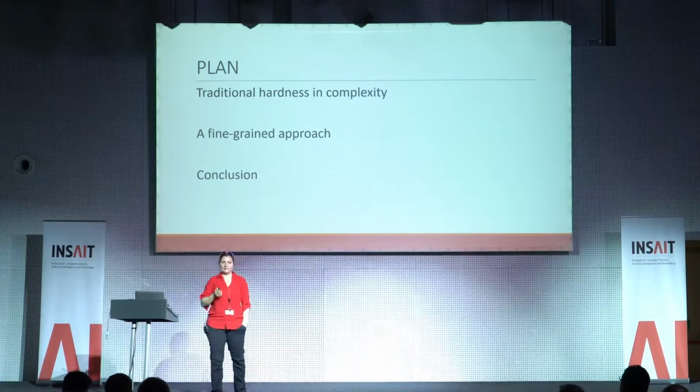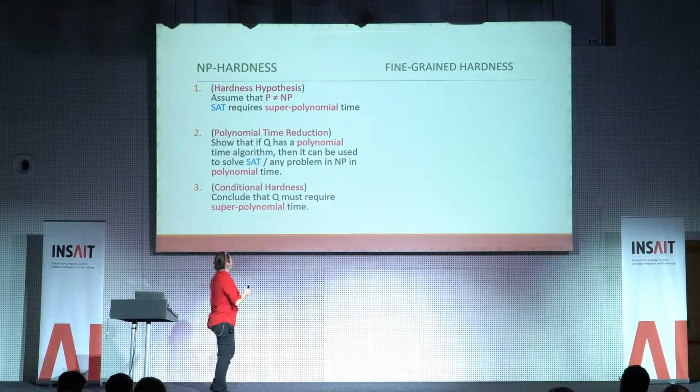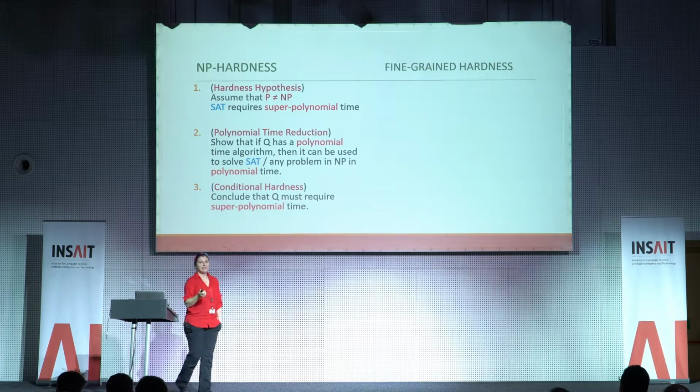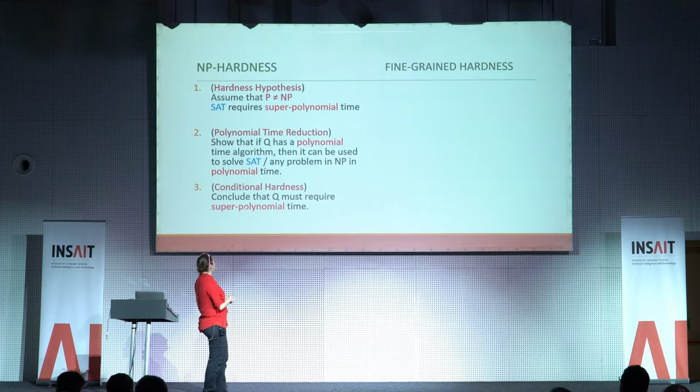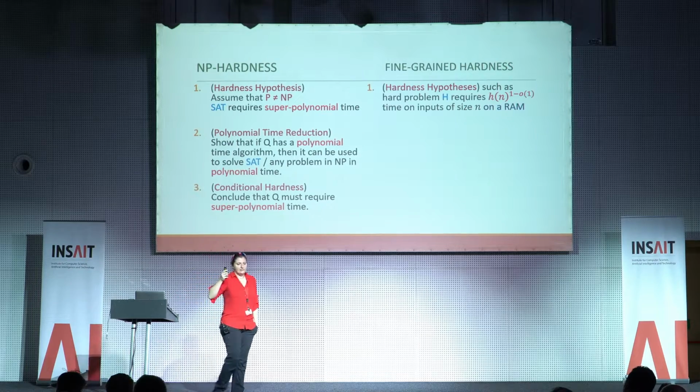All right. Let me try to quickly contrast the two approaches, and I'll tell you what it is. Here's what I told you about NP-hardness before. You assume P not equal to NP, which happens to be equivalent to SAT requiring super polynomial time. You have something called a polynomial time reduction, which shows that if Q had a polynomial time algorithm, then everything in NP does, and so on. And then you conclude, because this contradicts the assumption, that Q must require super polynomial time. But now I'm going to do something different.